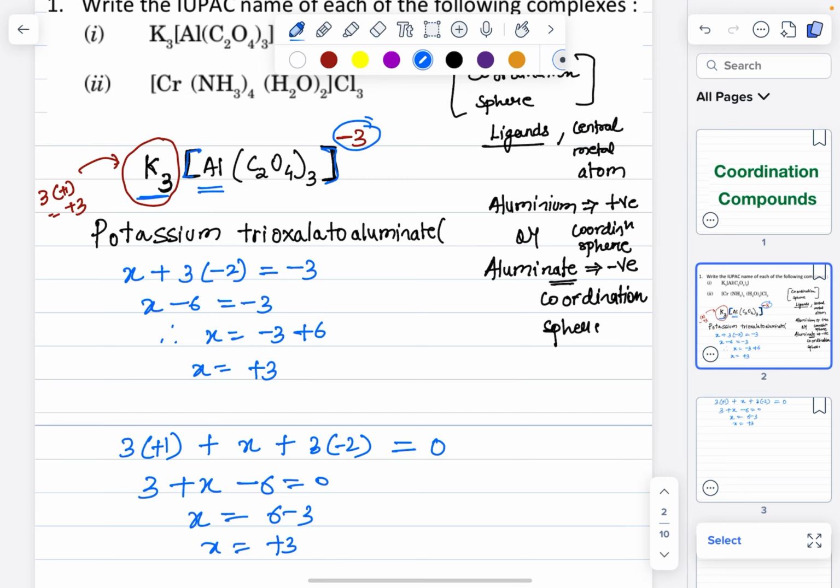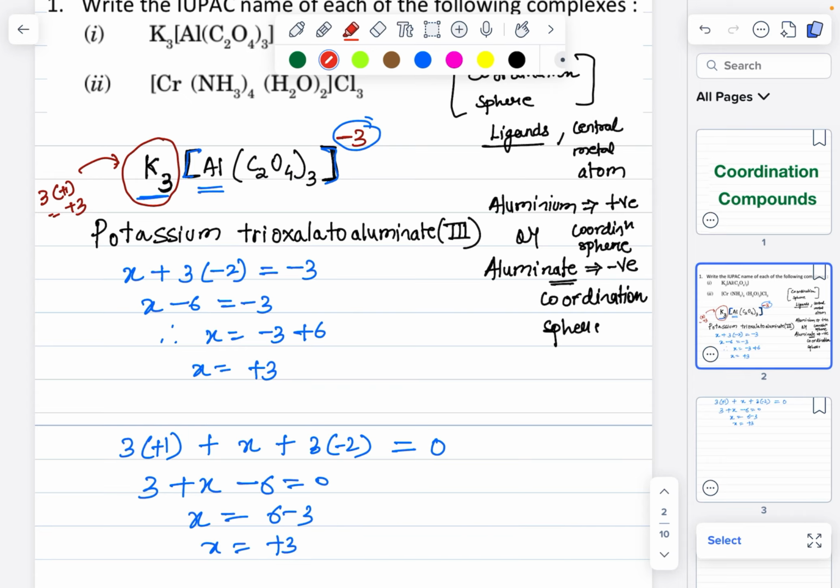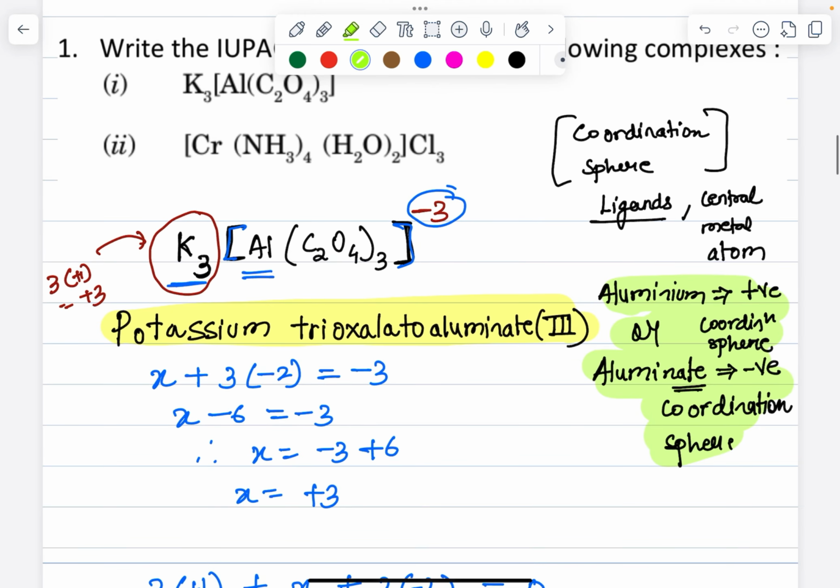Means over here in this bracket you are going to write the Roman numeral 3, and this is the name of this compound. I will highlight this: this is what you are expected to write in an exam. These are the points you should know, whether to write aluminate or aluminium, chromium or chromate. We have to name the ligand first, then the central metal atom in a coordination sphere. Keep all these things in mind and do the nomenclature.